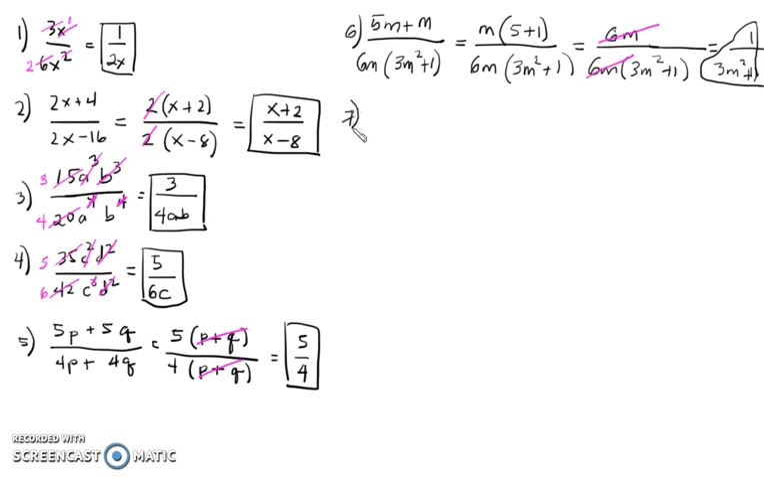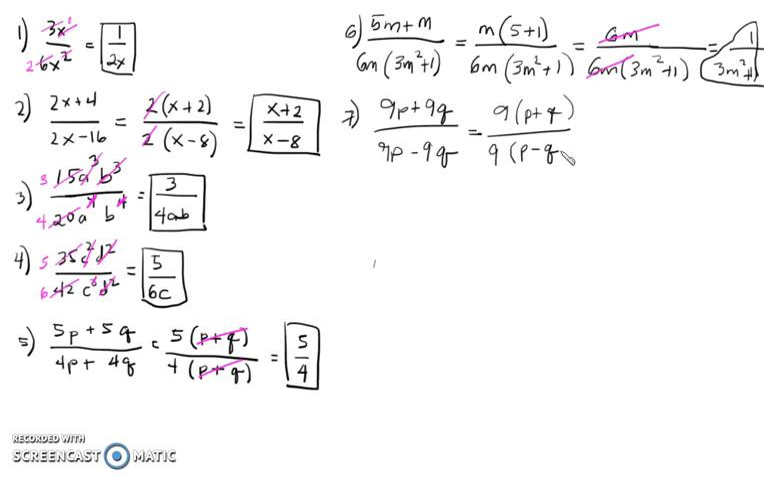Okay, so for number 7, given is (9p plus 9q) all over (9p minus 9q). Again, it is very obvious that we have a common factor, which is 9. So we simply factor out 9. That would give us 9 times (p plus q) all over 9 times (p minus q).